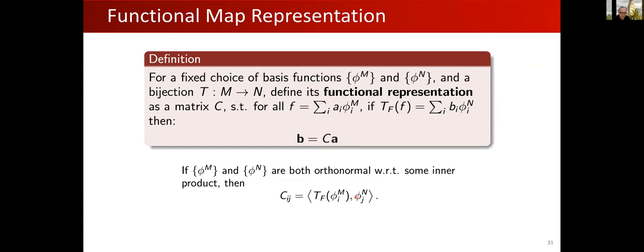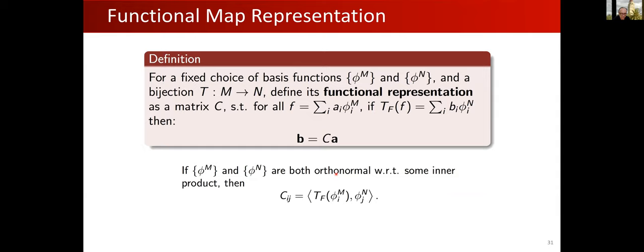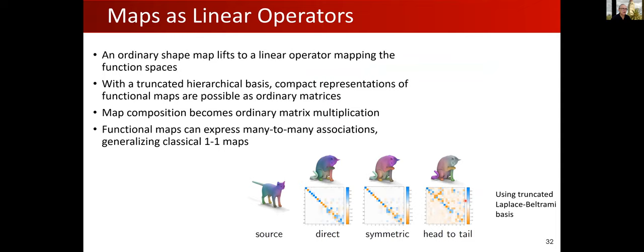And the elements of this matrix C, as I mentioned, is what happens if you take the inner product of a basis function on the domain, transfer it over to the right, and then take the inner product with some other basis function on the right. Okay? These are the entries of this matrix shown here. The ij entry of this matrix is exactly this. You take the i-th eigenfunction on the human, move it over to Homer, and dot it with the j-th eigenfunction on Homer.